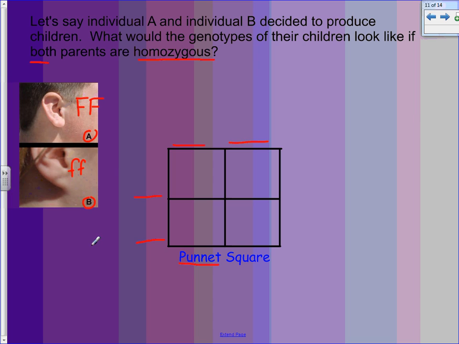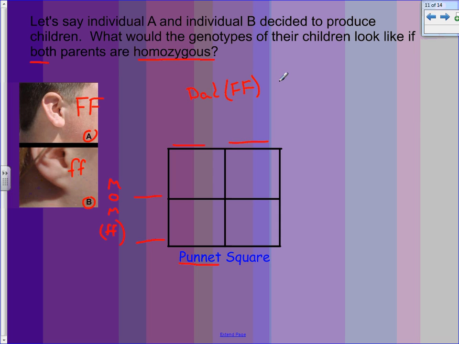So now what I want you to think about is, if dad has big F, big F, when he makes sperm, and that's through a process called meiosis, what alleles can he give to his kids? Well, look what he has. He has a big F, so he can give half of his sperm a big F, or he can give them all the other big F. So the other half of his sperm are going to get the other big F.